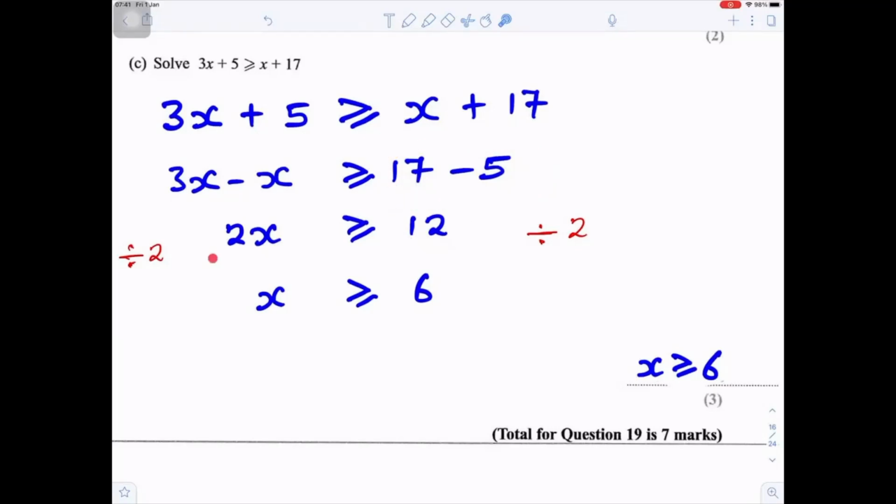Now 2x means 2 times x. What do you times by 2 to get 12? You can figure that out and say 6. Or you do the inverse operation. Opposite of times 2 is divide by 2. You divide by 2 on the left, divide by 2 on the right. So the 2 will cancel. You're left with x ≥ 6, and that is your answer.